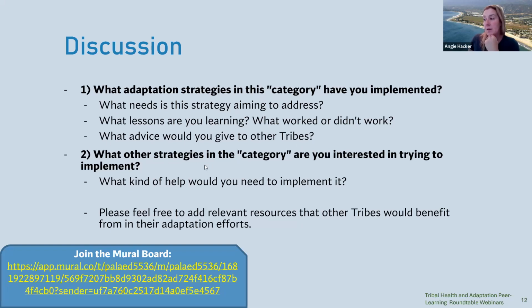And then what other strategies in the category are you interested in trying to implement, and what would you need to implement it? So that's the discussion topic.